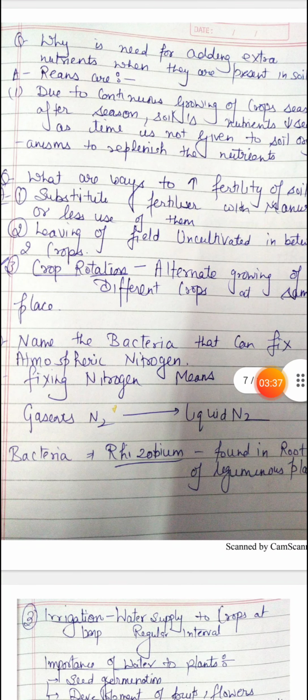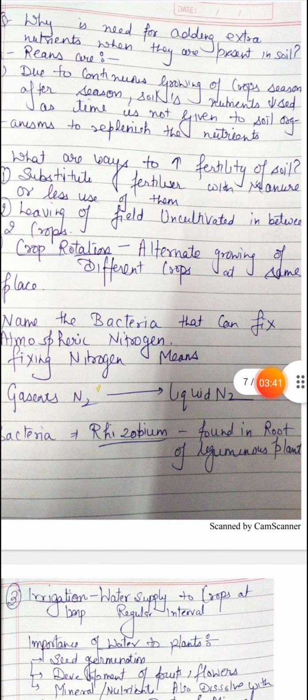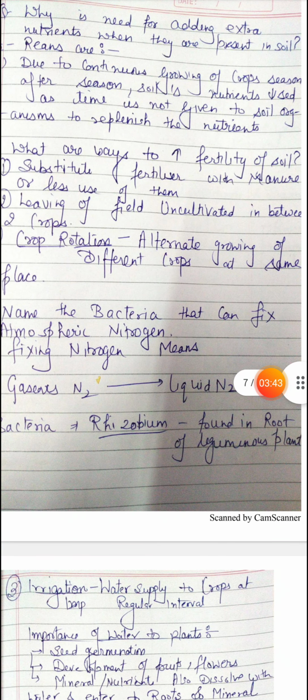Now the next question is, what are the ways to increase fertility? How can we increase the fertility? We have to give some good things. Whenever we add fertilizers, we should use manure, because manure is plant and animal based, and no chemical is there.